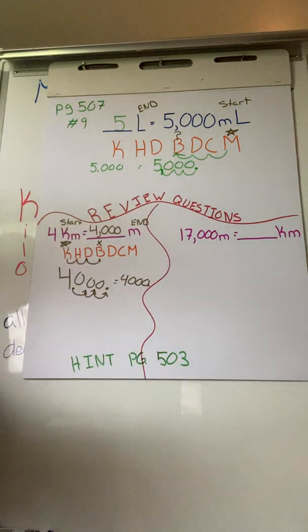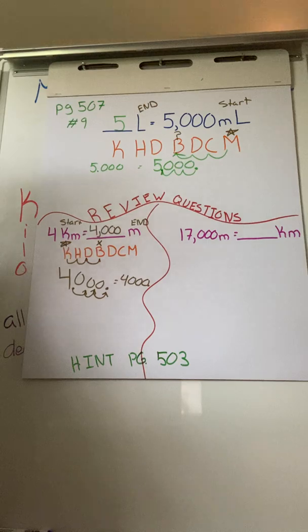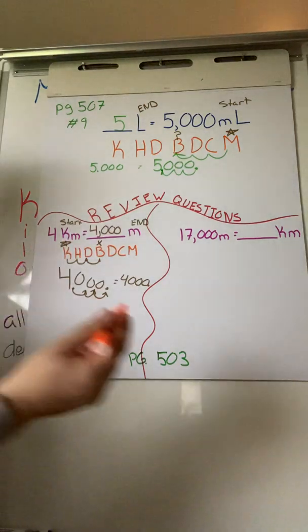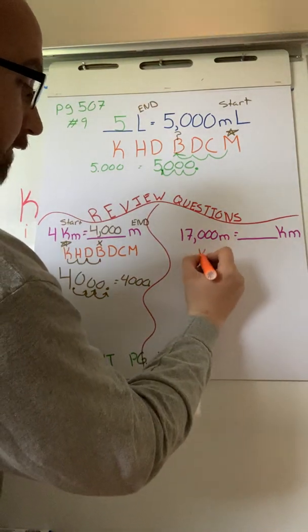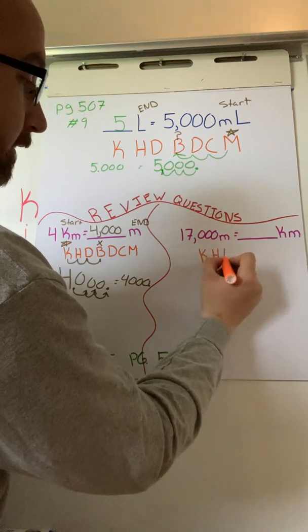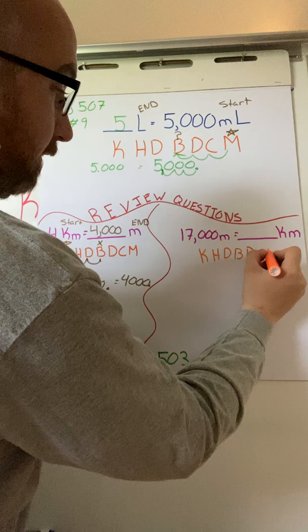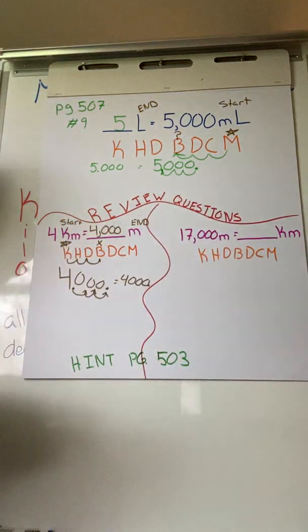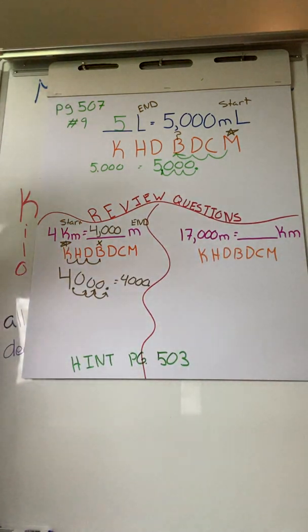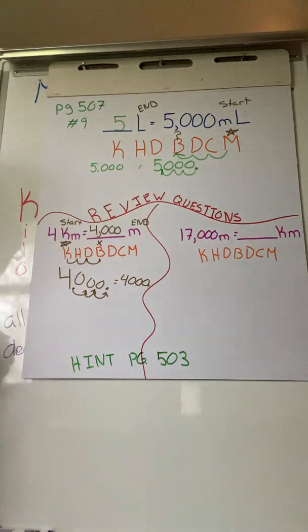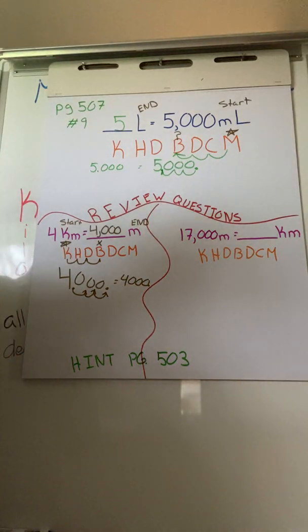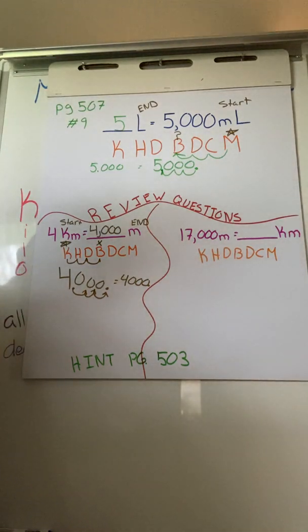All right. And for our second question on page 503 as a review, this one's a little backwards of the one we just did. We're going to be starting at meters this time and ending at kilometers. So I'm going to rewrite King Henry died by drinking chocolate milk, or kilo hecto deca base deci centi milli. To me, it's more fun to say King Henry died by drinking chocolate milk.